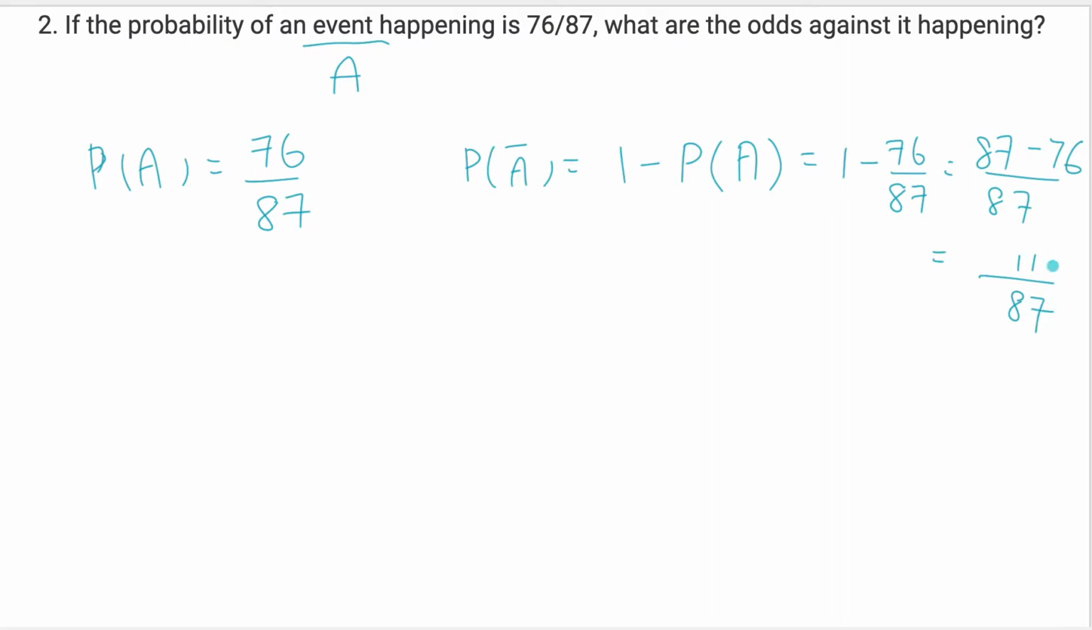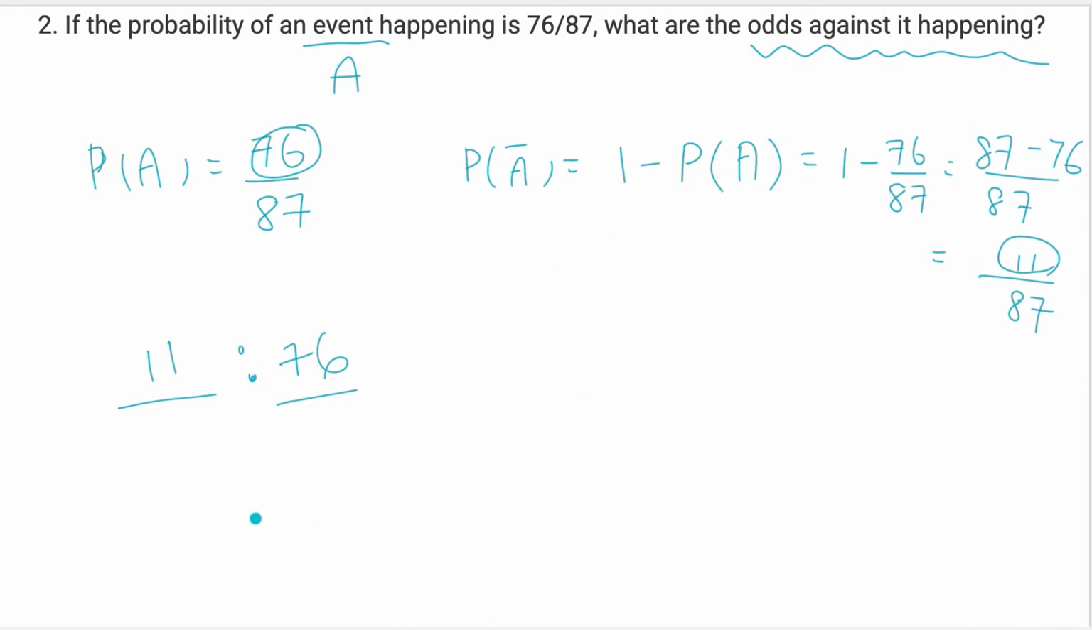So we know this number is the number that will not happen out of 87 in total. And 76 will be that event will happen, right? So the question is asking odds against it happening. So we are talking about not will happen first, then that will happen next. That is odds against it happening. So does it make sense?